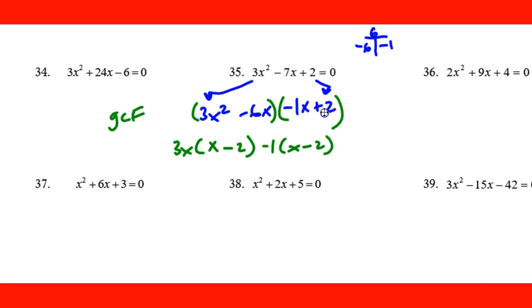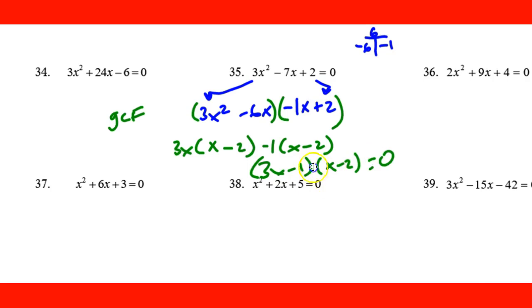Remember, when you factor out a negative, the sign changes. That becomes positive, that becomes negative. Now, I write my outside term, 3x minus 1, and we have x minus 2. You know you did this right because those two inside factors are the same. There we go right there.